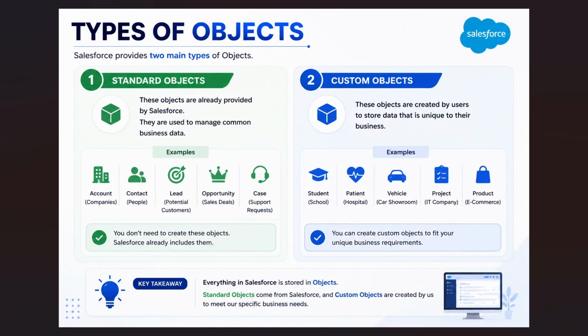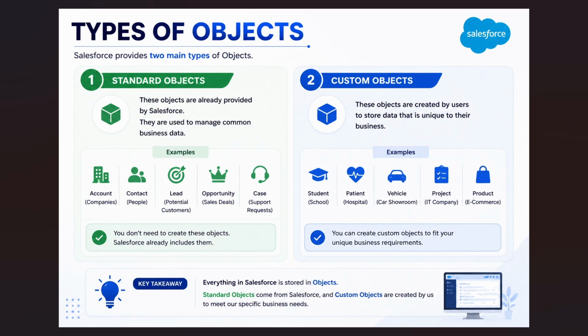Now let's see the types of objects. Salesforce mainly provides two types of objects: one is standard objects and the second is custom objects. The standard objects are already provided by Salesforce. Some examples are account, contact, lead, opportunity, case. You don't need to create these because Salesforce already includes them.